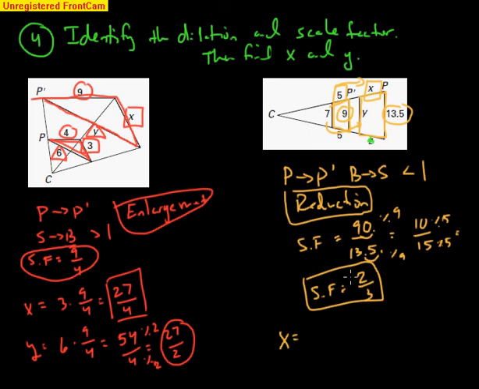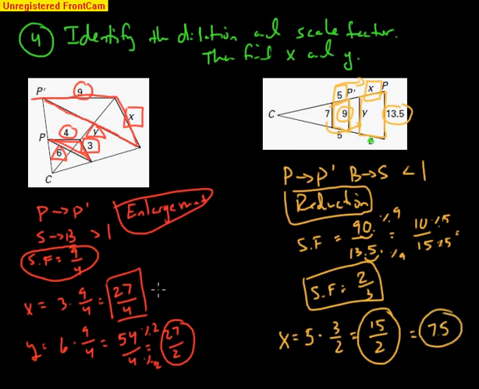So instead of multiplying by 2/3, we're going to multiply by the reciprocal, because again we are going backwards. So originally x was 15 halves, but then after the scale factor took place, it went to 5. You could also put 15 halves as 7.5. I also want to do that over here.